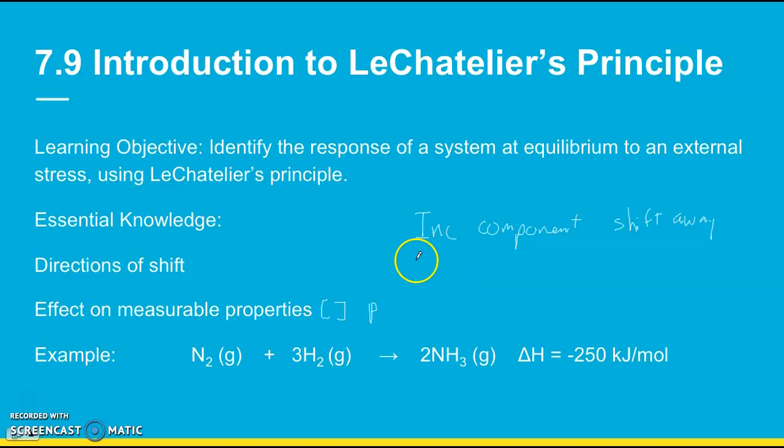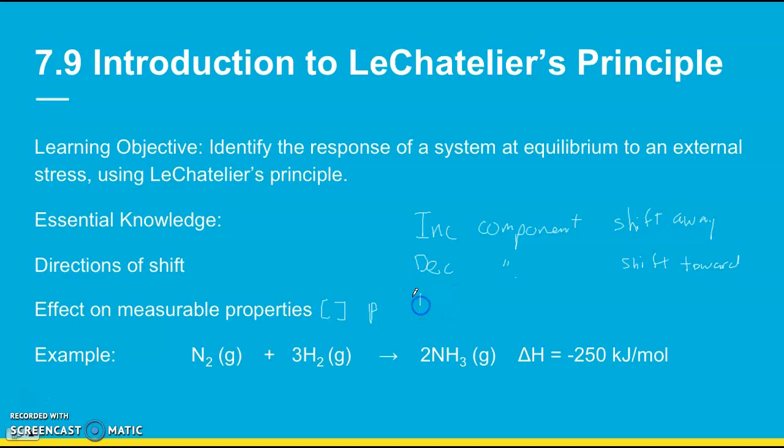If you decrease a component, then the system will respond by shifting towards that removed component to get back to equilibrium. So if you decrease a component, it's going to shift towards that component. If we're at equilibrium and we take away some hydrogen, the reaction would shift to the left, or the reverse reaction would be favored until we get back to equilibrium.